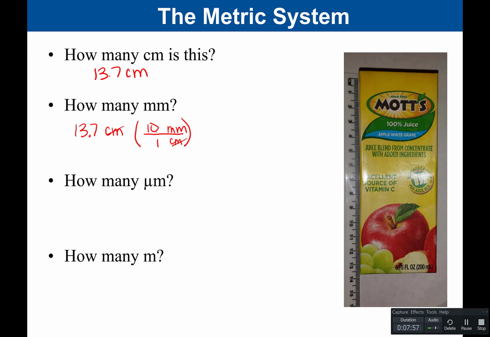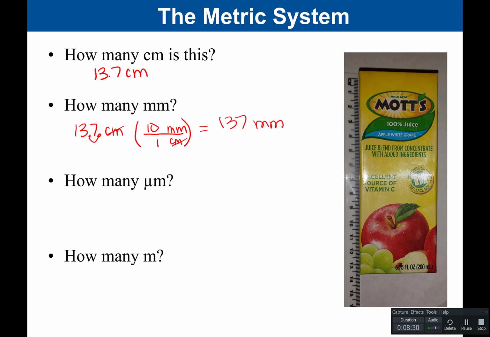So again, that's where that common sense comes into play. If I'm multiplying by 10, I know that my number has to get bigger. So what that means is I have to move my decimal point to the right, and I just move it 1 place. So I make a little loop, and my decimal point is going to go there. 137 millimeters. So 13.7 centimeters is equal to 137 millimeters.